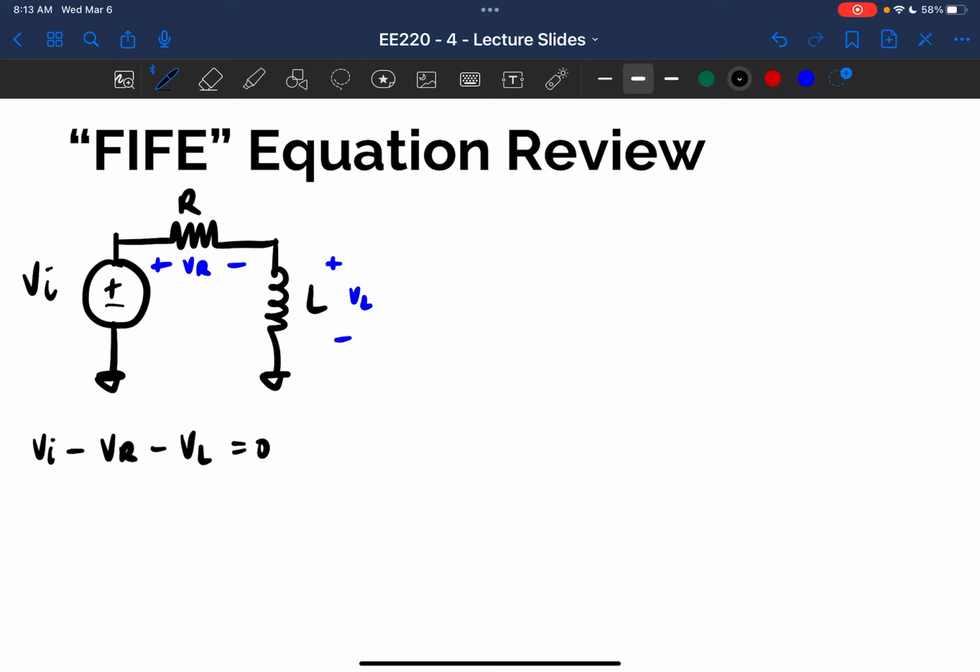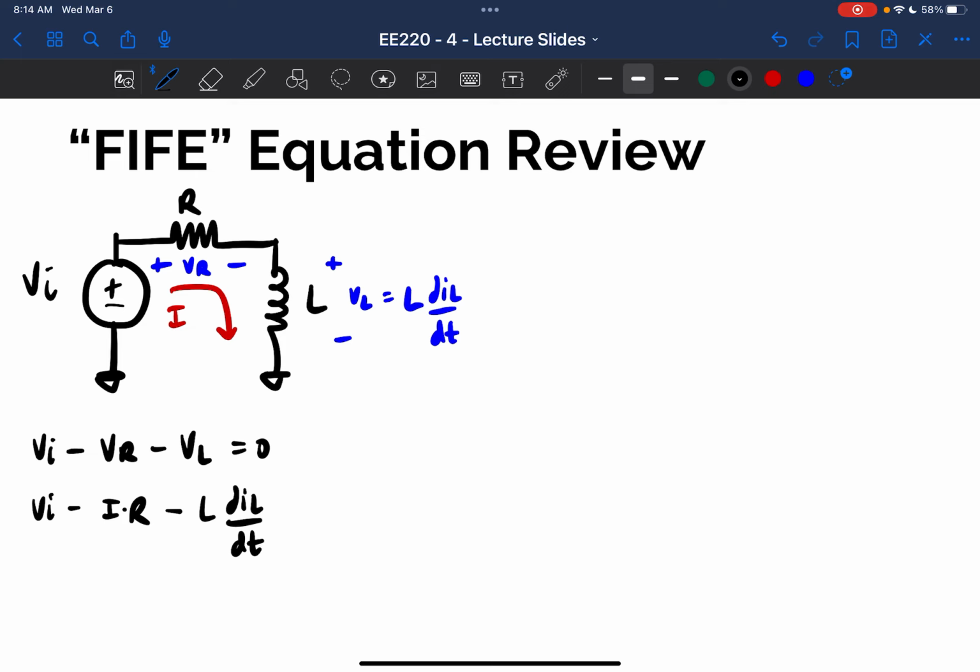And let's say I have some current I flowing in my circuit. Then the voltage drop across the resistor is just equal to I times R, right? And then the voltage drop across my inductor, which we learned previously by the IV characteristic of the inductor, is that the voltage is equal to the inductance multiplied by the rate of change of the current with respect to time. So I can go ahead and write that just like this.